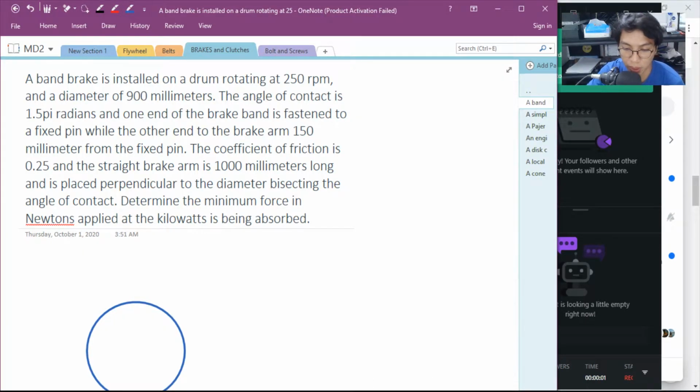Okay, so let us go with solving the problems dito sa ating brakes and clutches. So I have here 7 problems. Dalawa yung sa brakes and then 5 ata yung sa clutches dito. So let us solve for problem number 1.